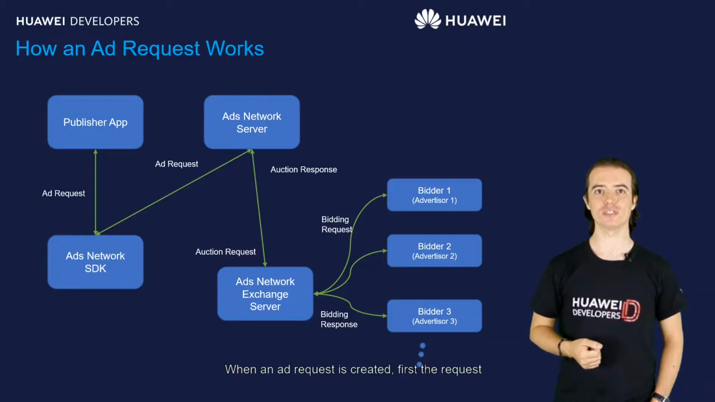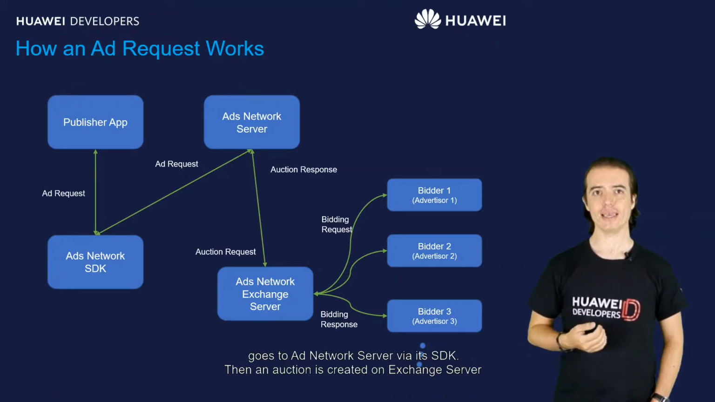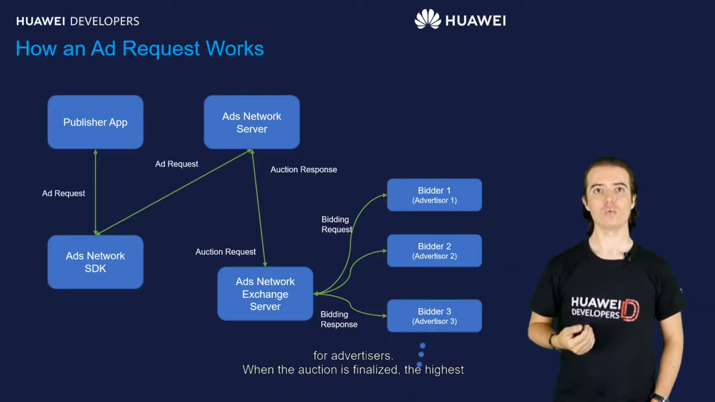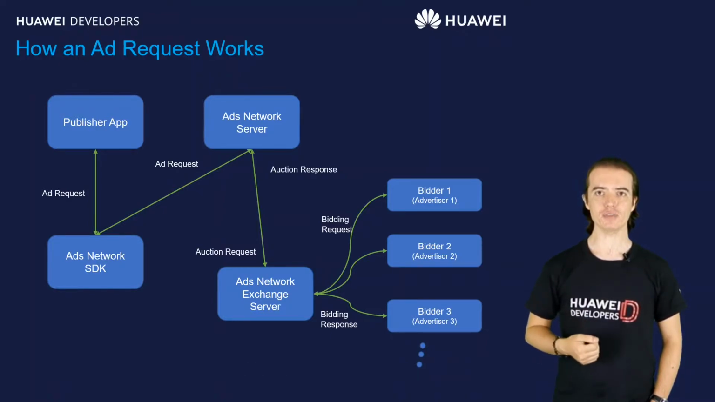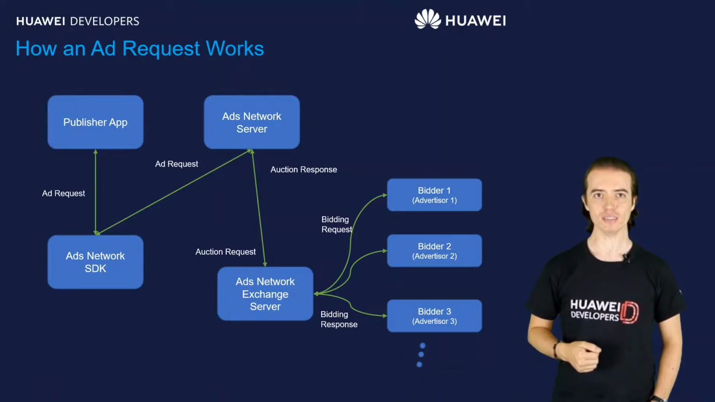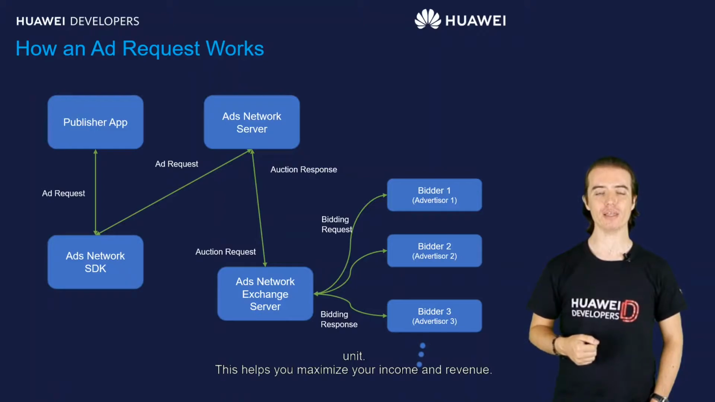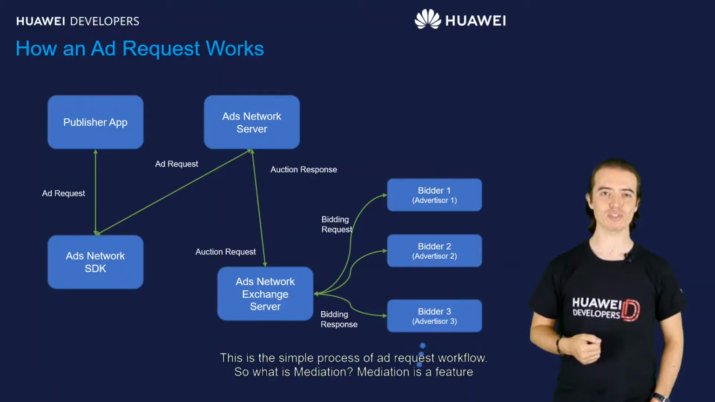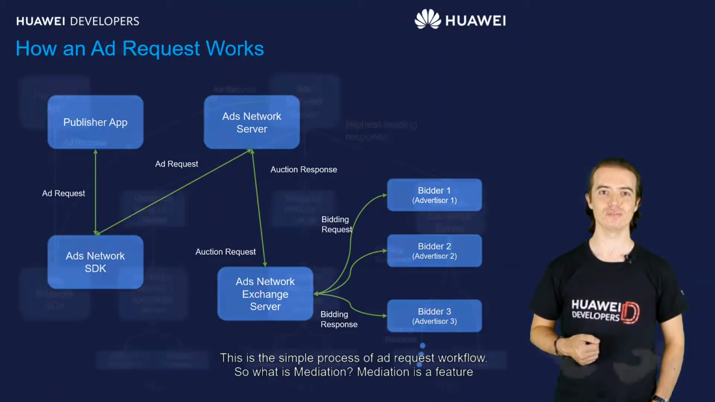When an ad request is created, first, the request goes to ad network server via its SDK. Then, an auction is created on Exchange server for advertisers. When the auction is finalized, the highest bidding advertiser has the right to send an advertisement to the request and to the ad unit. This helps you maximize your income and revenue. This is the simple process of ad request workflow.